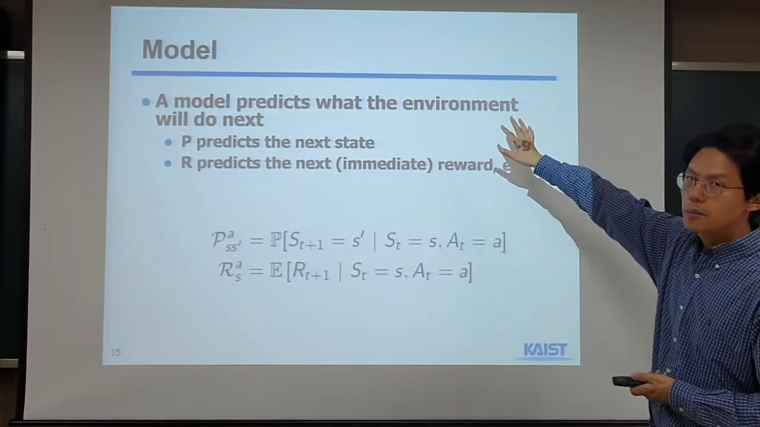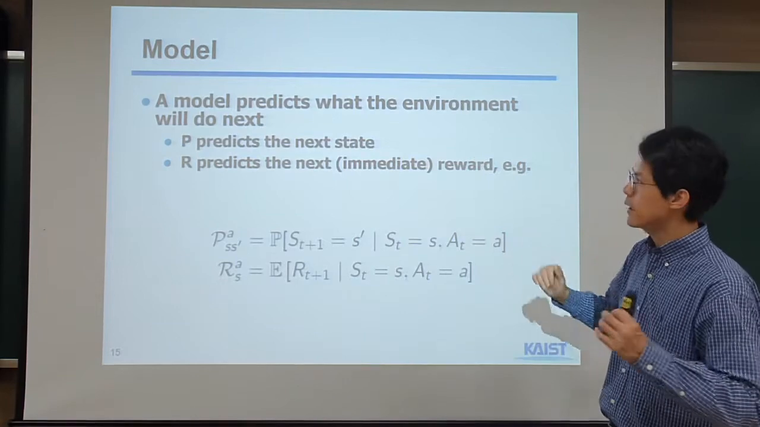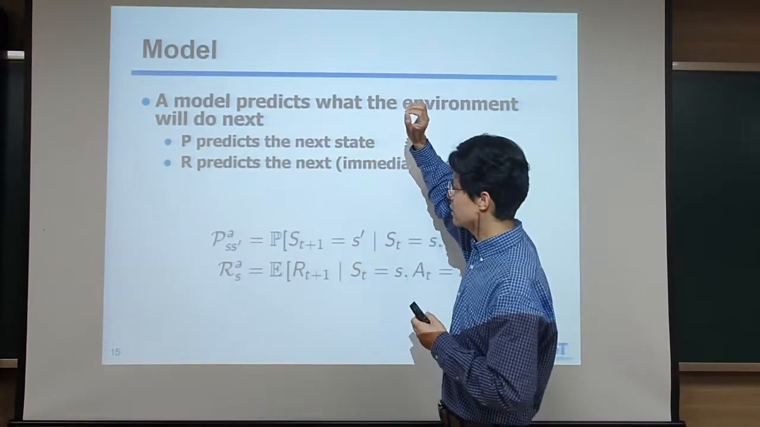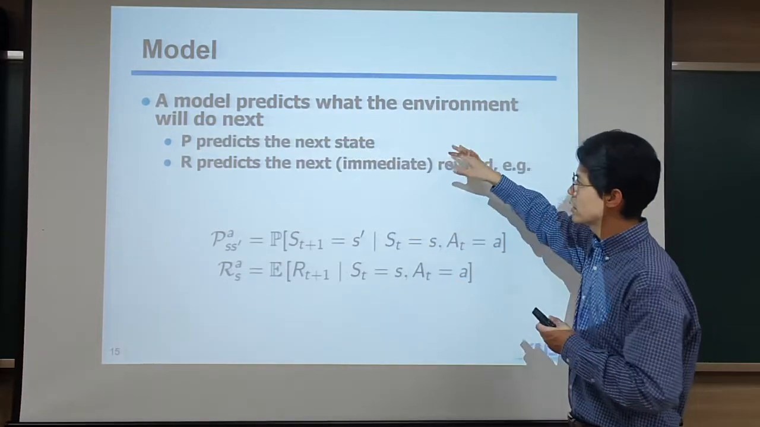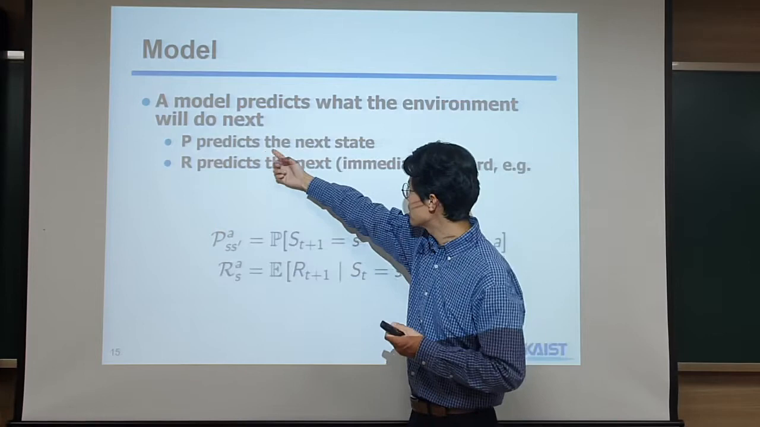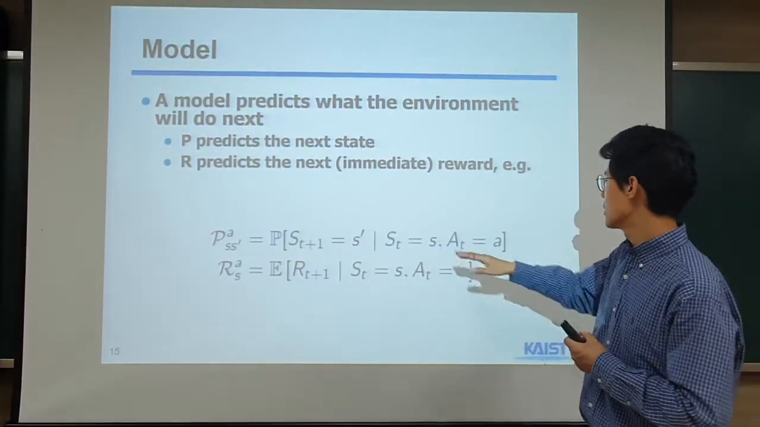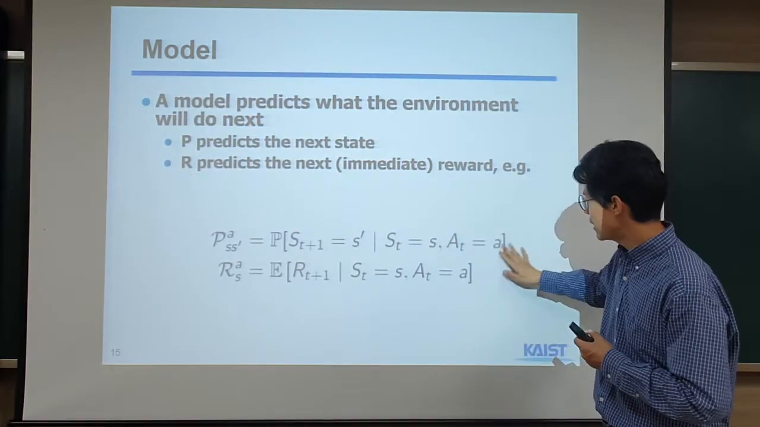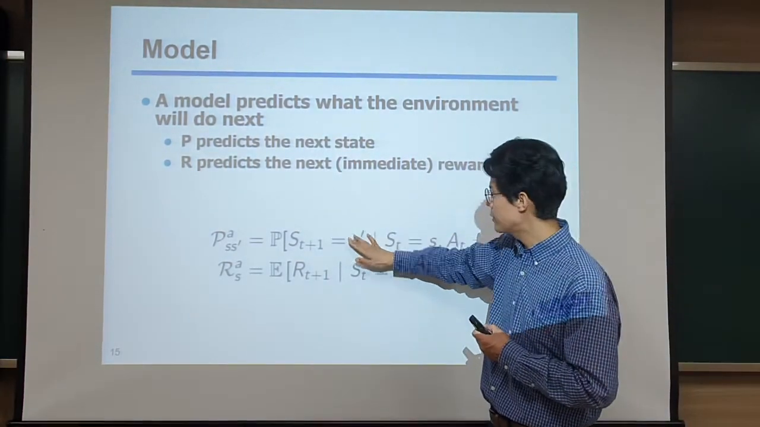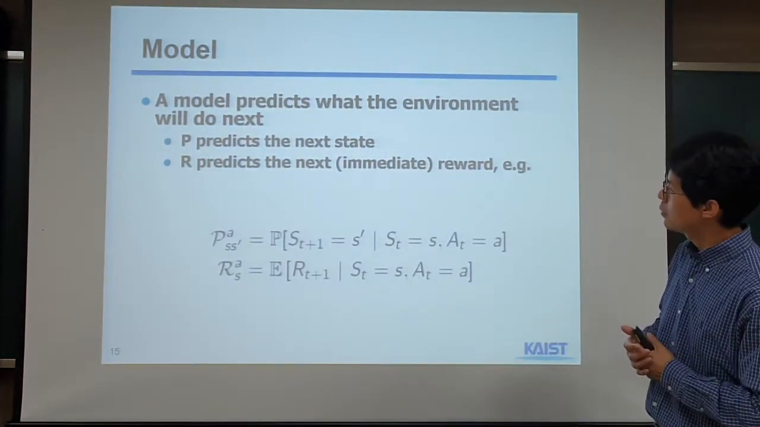Another one is the model. A model is nothing but a prediction of what the environment will do next. You might recall that if you take an action, the environment gives the observation and also gives us the next state, right? P predicts the next state here. So it is the probability function: given the current state and by taking a particular action A, what is the probability of having a particular state next time? P is one part of the model.